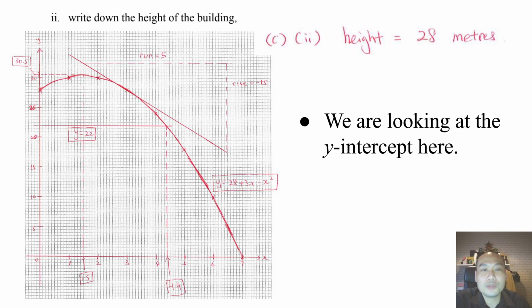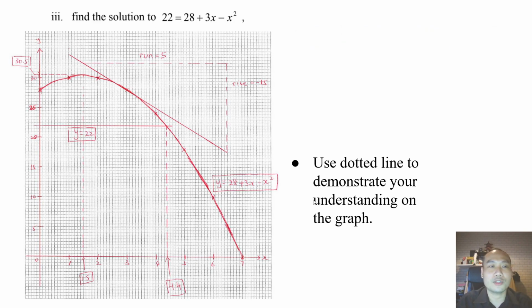So the height of the building, since we started at the top of the building, that position must be the height, right? So we are looking at the y-intercept here, the initial position. The y-intercept here is 28, right? Another way of getting this is, of course, just let x be equal to 0 and then substitute it into our original function, you should get the height is 28. So there we go. Simple, straightforward question over here.